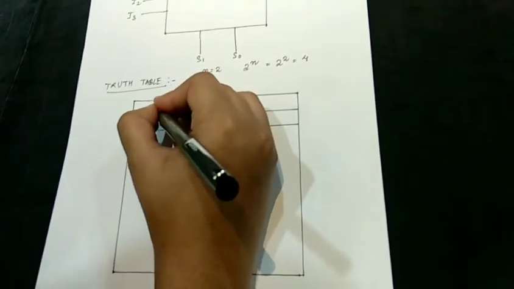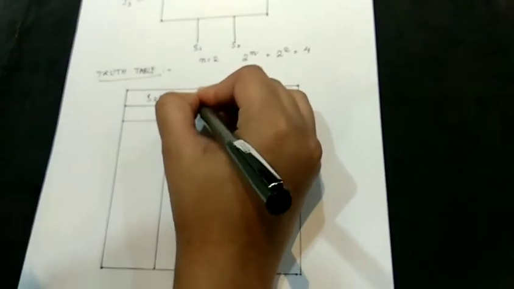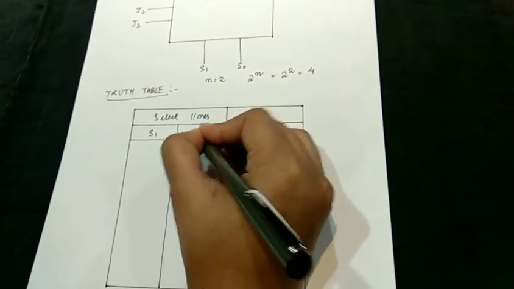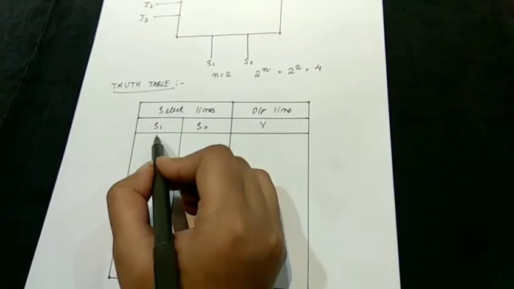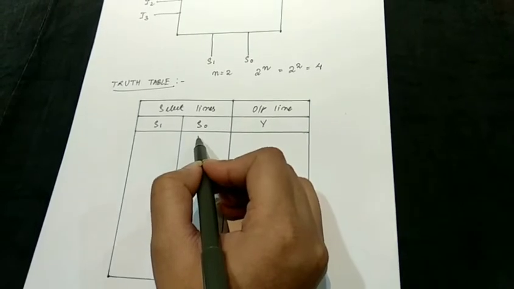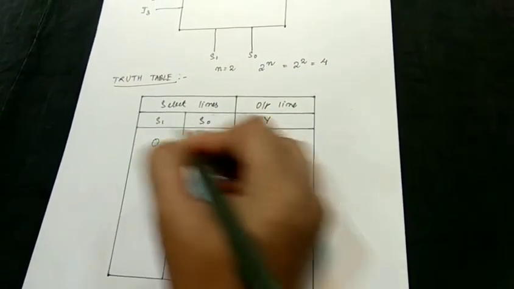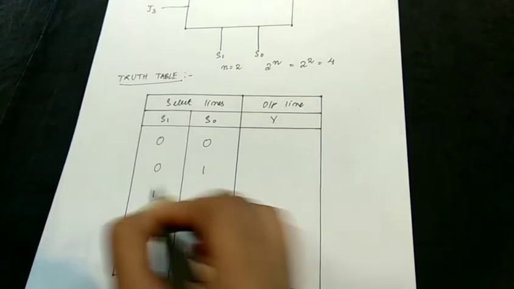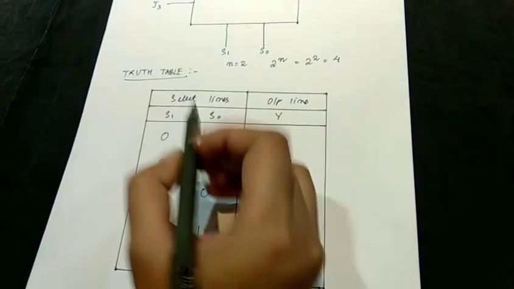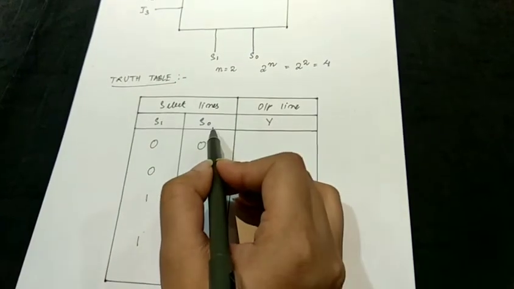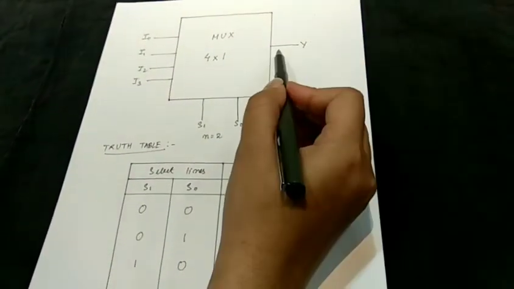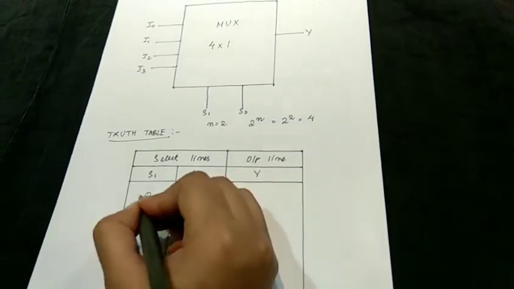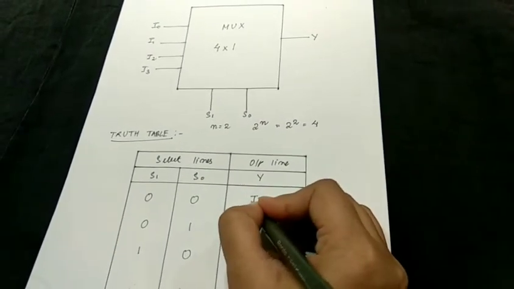Now since we have 2 select lines, S1 and S0, and 1 output line, that is Y. As we have used 2 select lines, there will be 4 combinations, that is 00, 01, 10 and 11. Now for the first combination of S1 and S0, that is when S1 is equal to 0 and S0 is equal to 0, the input I0 will be directed to Y. So in this output column, for the first combination, we'll write I0.